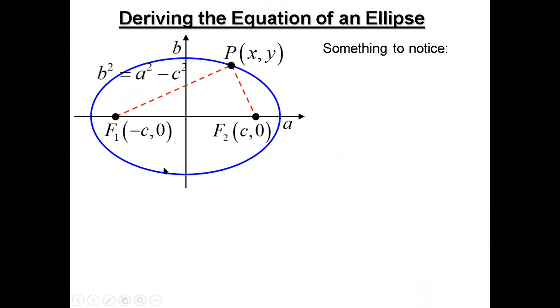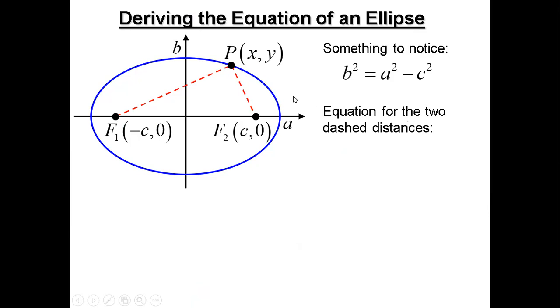Okay, we have something to notice. The Pythagorean theorem here is also applicable. We have b squared is equal to a squared minus c squared. So we derive the Pythagorean theorem and it turns out into b squared, which is equal to a squared minus c squared.